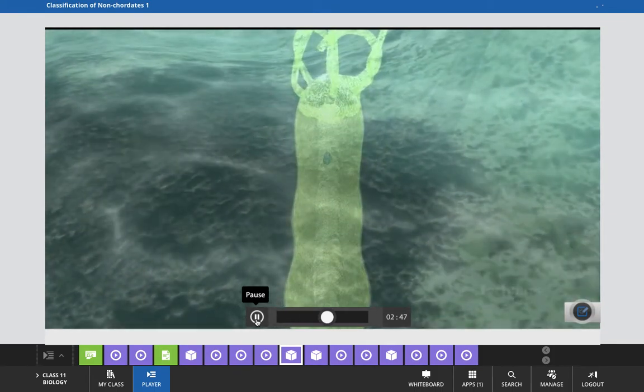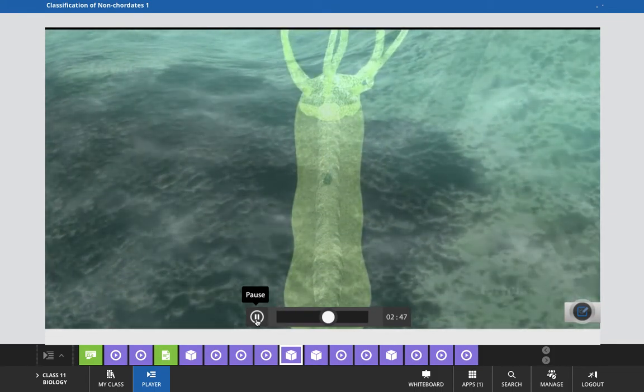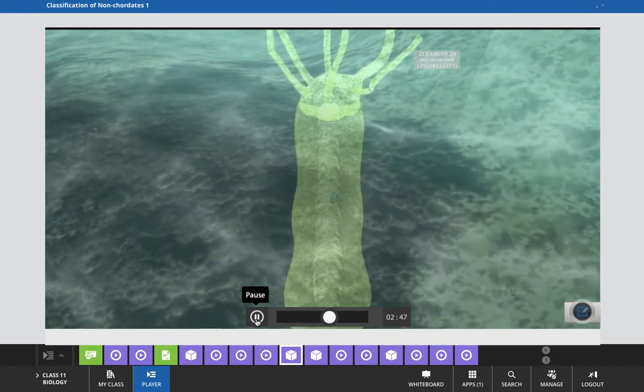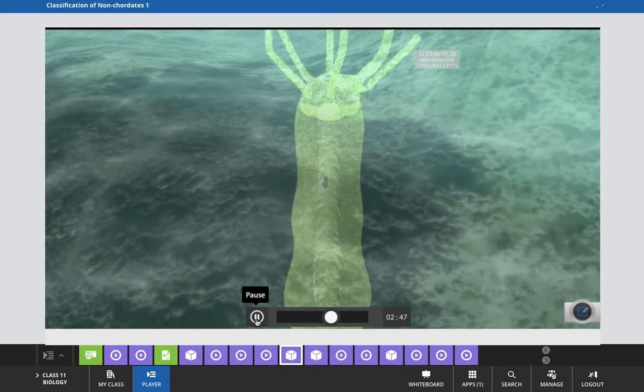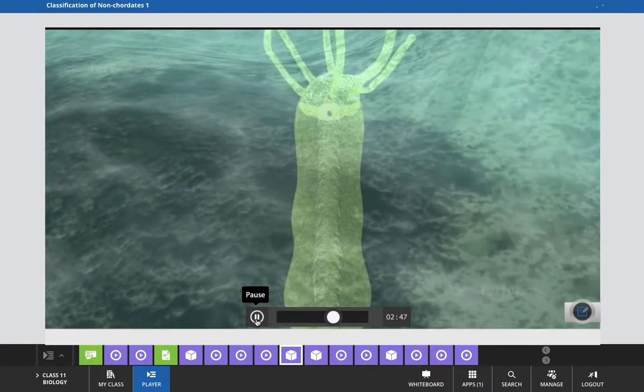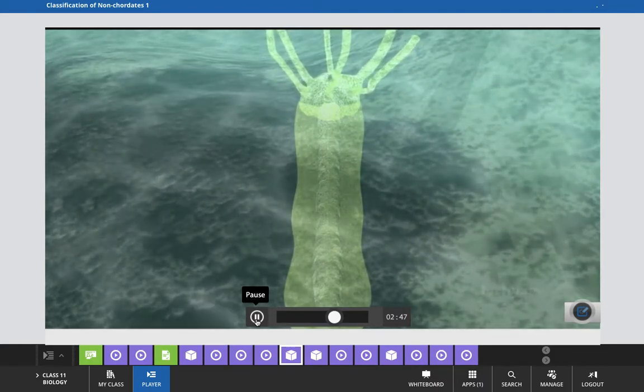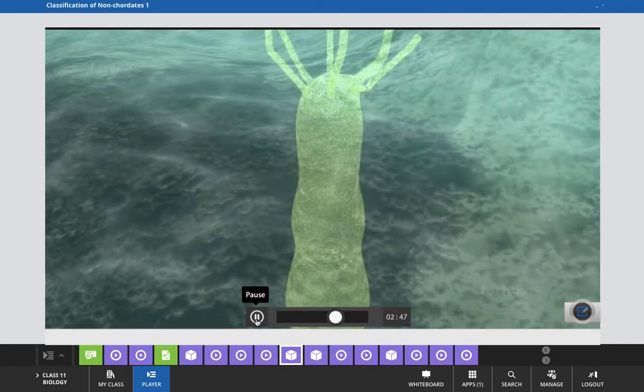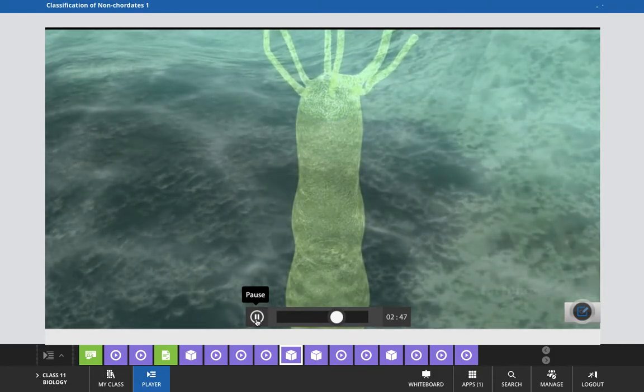The body is composed of a two-layered wall which encloses the hollow gastrovascular cavity. Food is digested inside this cavity, and undigested waste will then be expelled through the mouth. Hydra is able to move with the help of its tentacles.